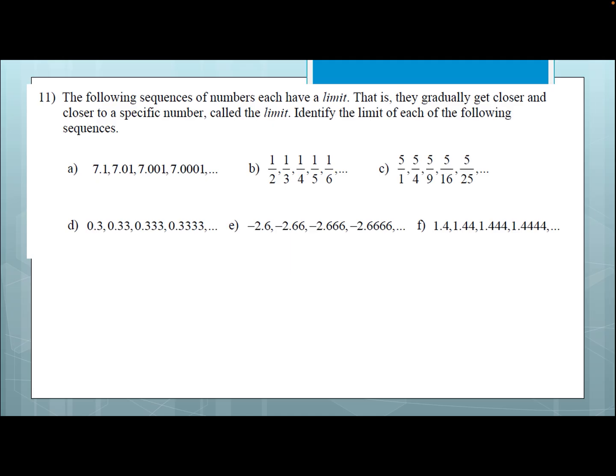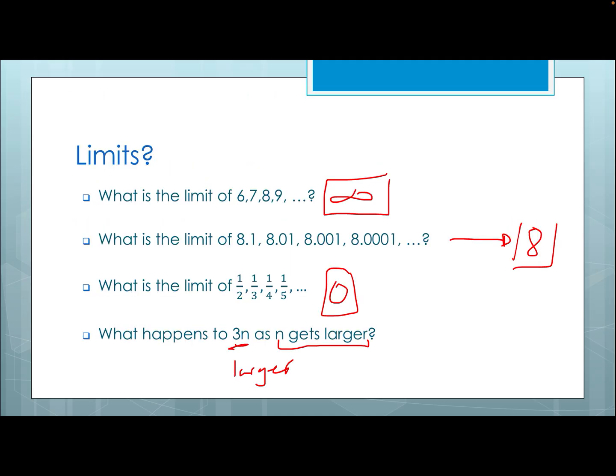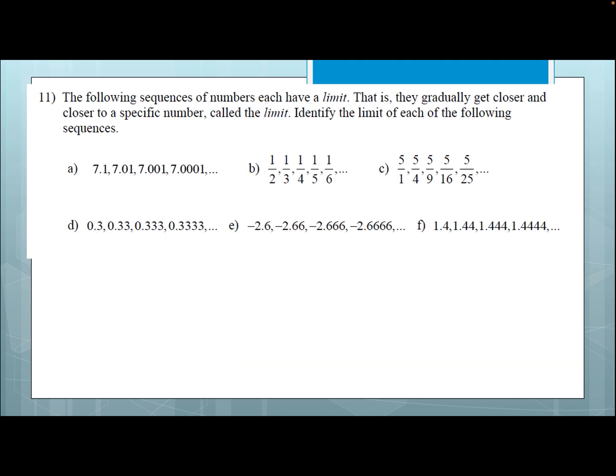Okay. If you've understood any of that, try and find the limits for these. I'll go through them slowly in a second, but see if you can have a go.